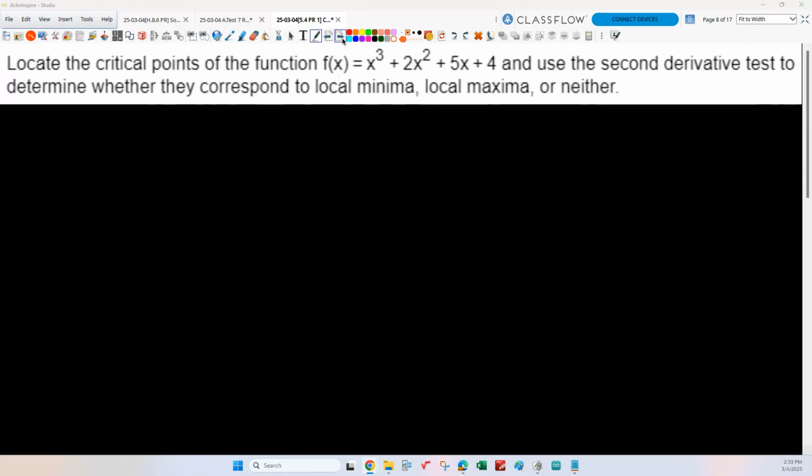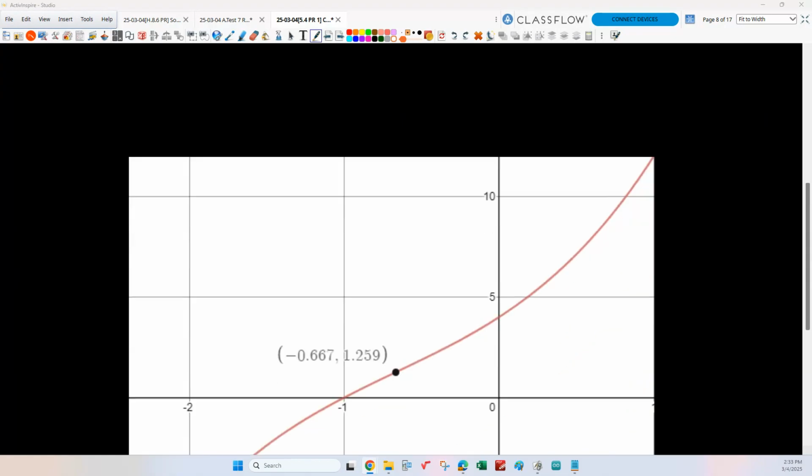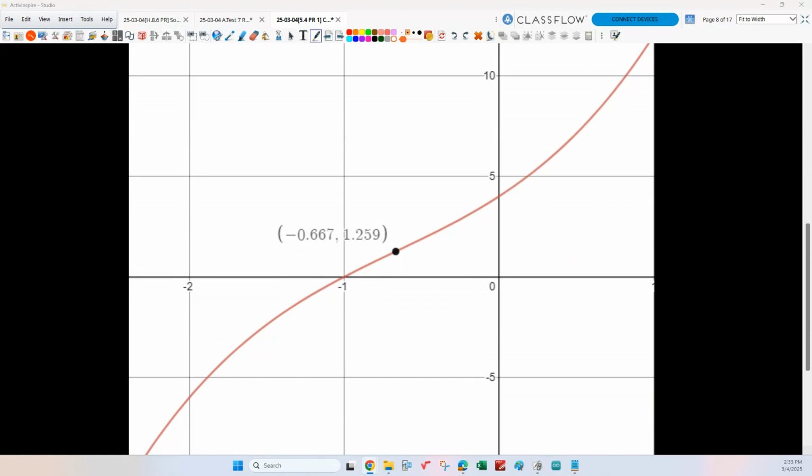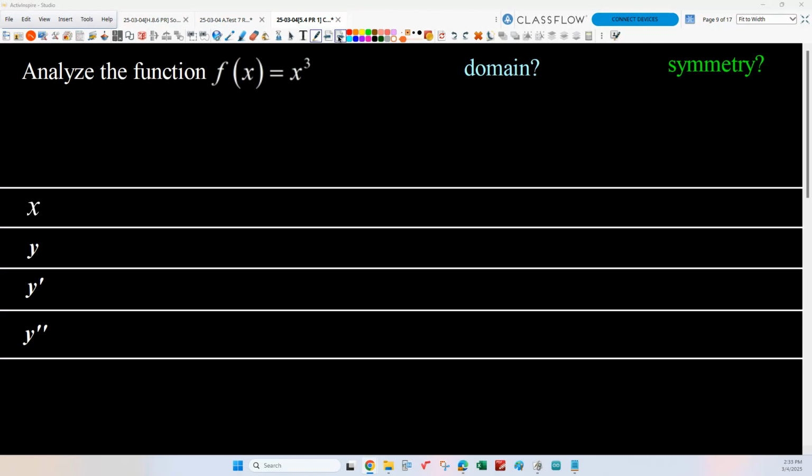Okay, so we got a picture of this. If we did want to graph it, there it is. That's what it does. Okay, make sense? Concave down, concave up, increasing everywhere.